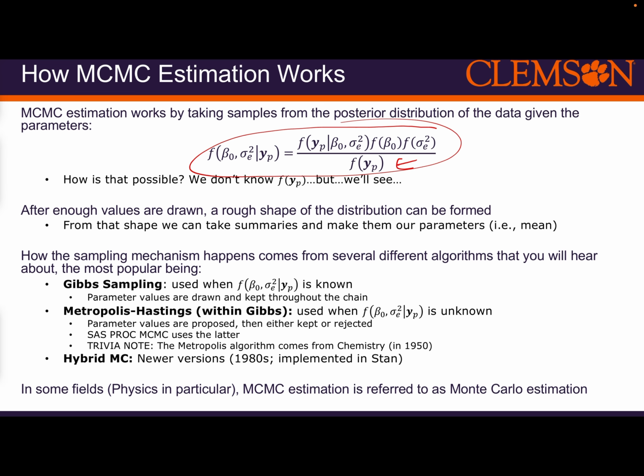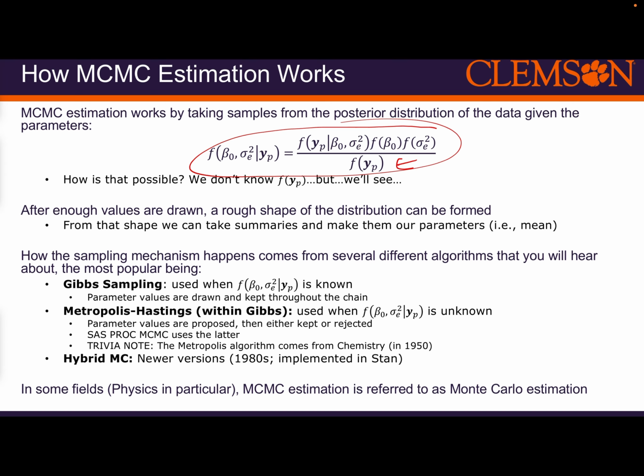So again, the black box algorithm does its process. It spits back to you, let's say, 1,000 values for what the mean should be. You make a smooth histogram of it and take the average. That's your mean, your point estimate of the parameter. You take the standard deviation of that. That's your posterior standard deviation. How the sampling mechanism happens comes from several different algorithms, like Metropolis-Hastings or Gibbs itself.